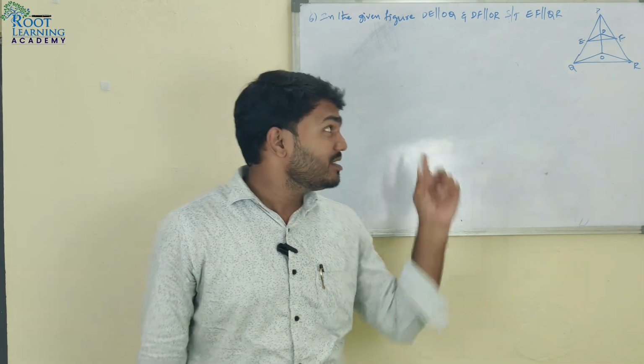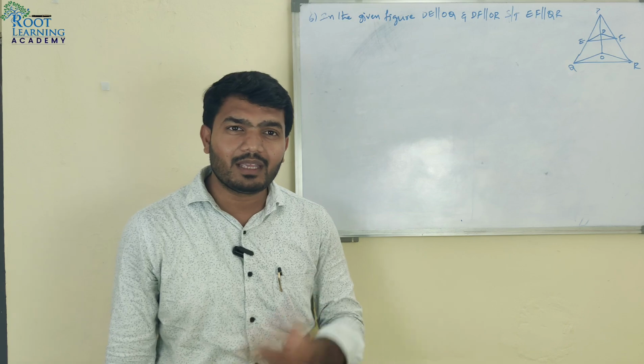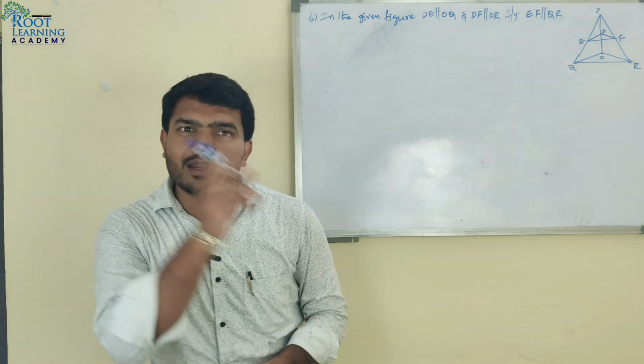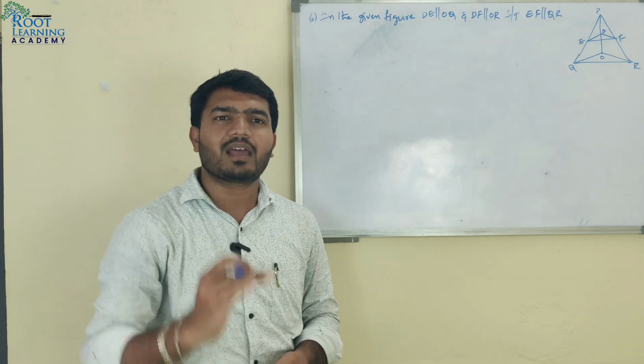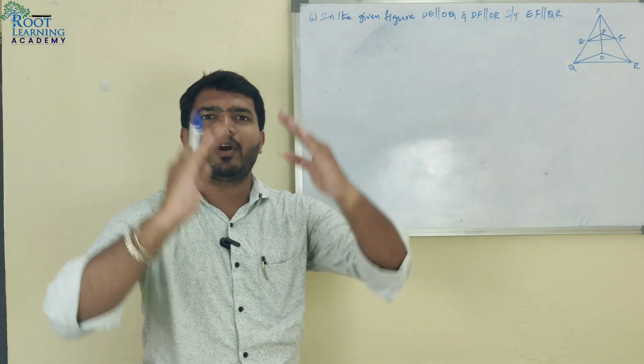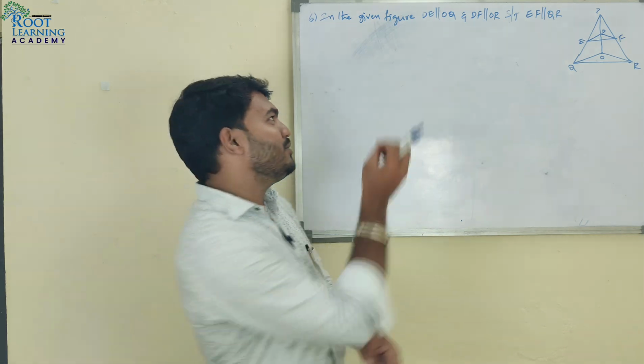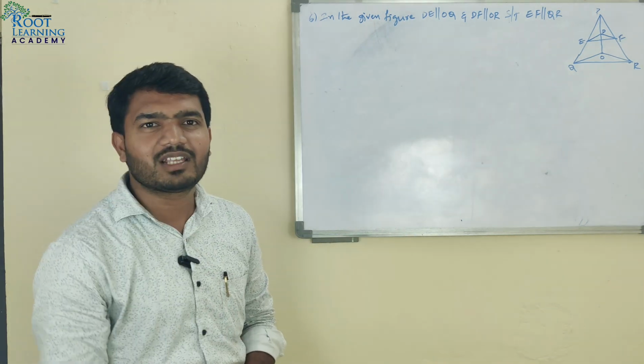If you know the concept, this question is very simple. The concept is the basic proportionality theorem. And what is that basic proportionality theorem? If a line is drawn parallel to the third side, the corresponding sides will be divided in the same ratio. That is the concept. If you use this concept, this question can be solved easily.